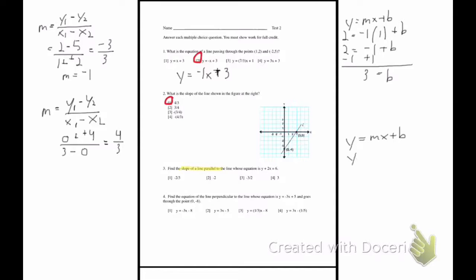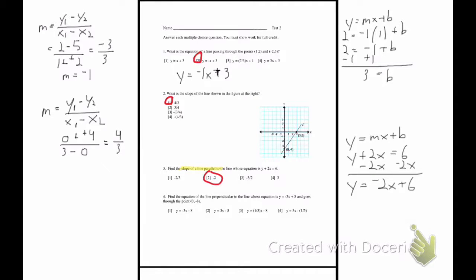How do we do that? Well, y plus 2x equals 6. We bring the 2x over, and we are left with y equals negative 2x plus 6. Since parallel lines have the same slope, the slope of the parallel line has to be choice number 2, which is negative 2.